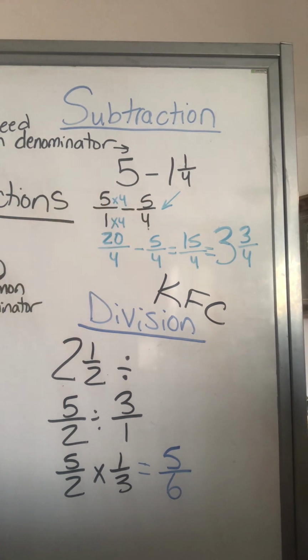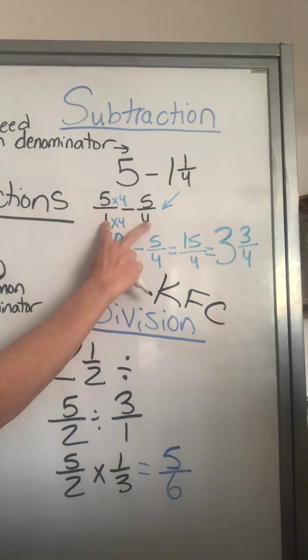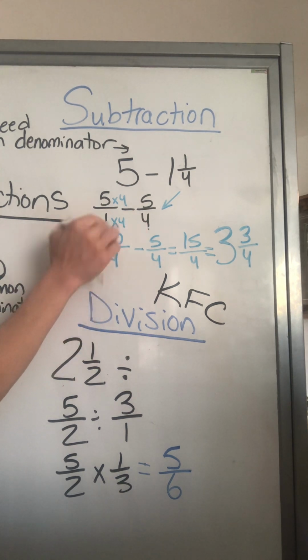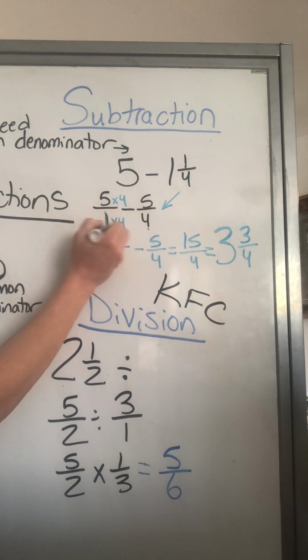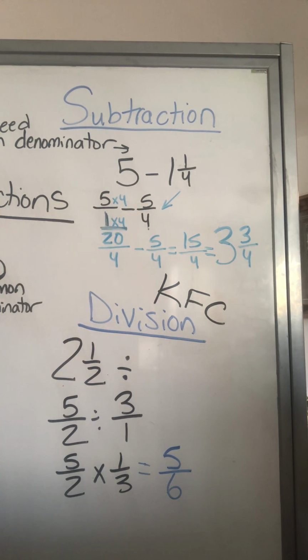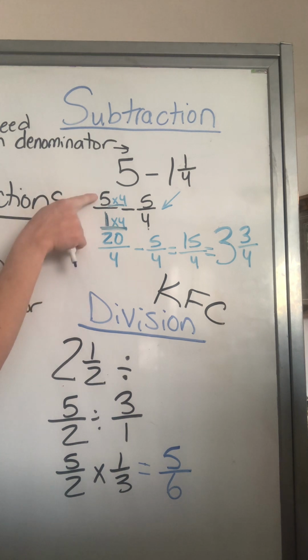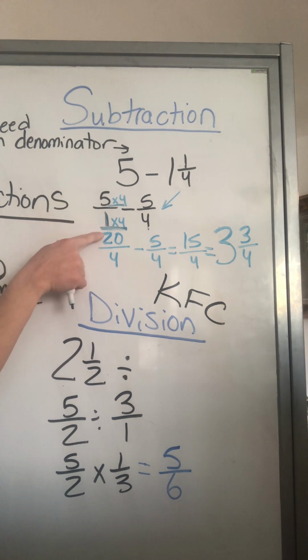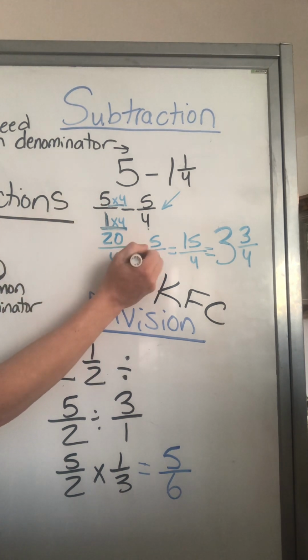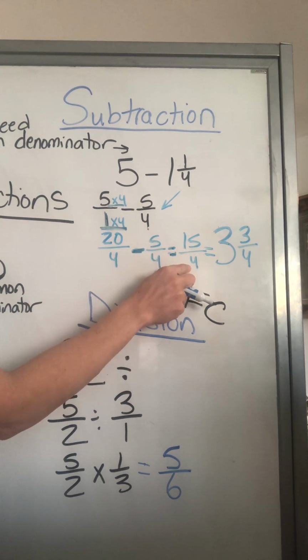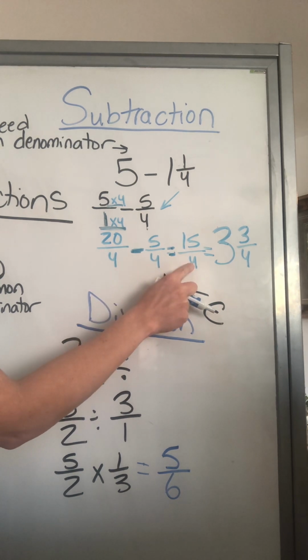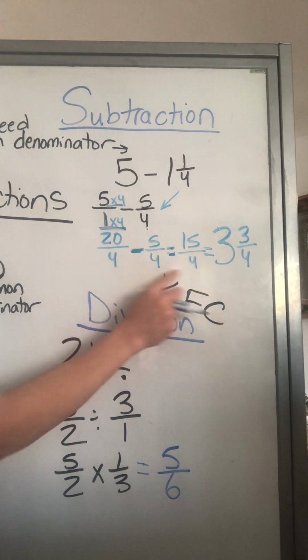And you need a common denominator, so we've got to make these denominators the same. In order to make them the same, we're going to change this 1 right here to a 4. Remember, whatever you multiply the bottom number by to make it the same, you have to multiply the top number by. So 1 times 4 gave us a 4. 5 times 4 gave us 20. So now we have 20/4 minus 5/4, and that equals 15/4. Remember to keep your denominators the same. You don't subtract or add your denominators ever.